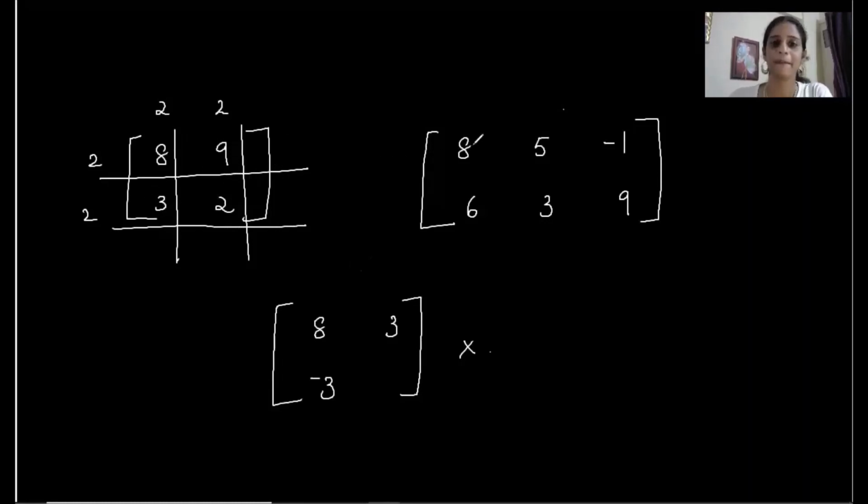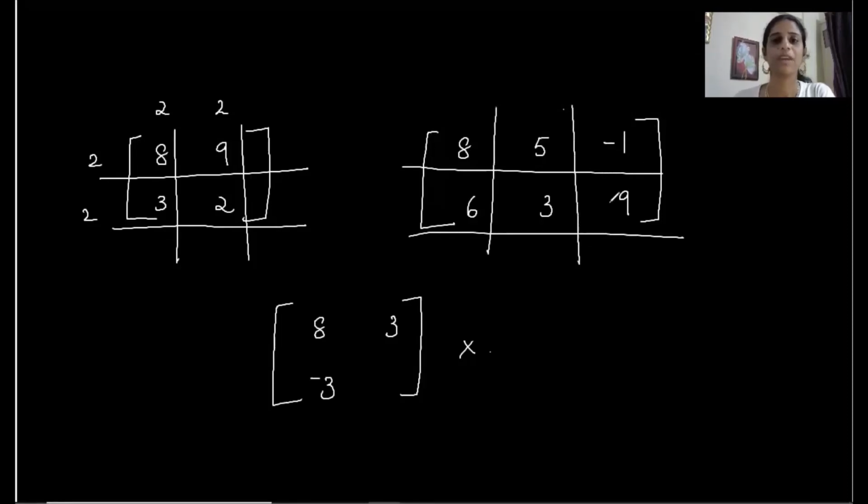One more example. Here we have first row, second row, 2 rows. In each row, we have 3 elements, and in each column, we have 2 entries. And what about this? This is not a matrix because this entry is vacant.